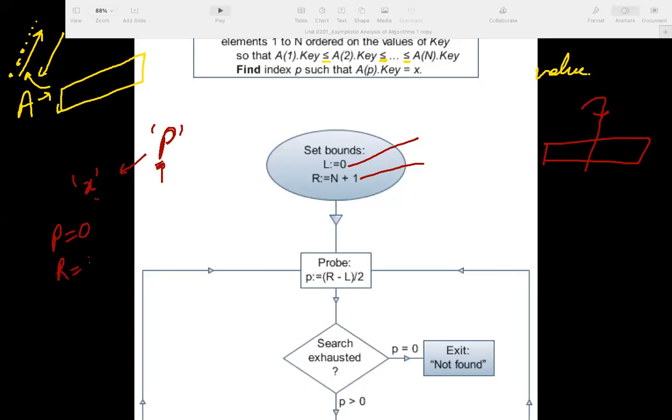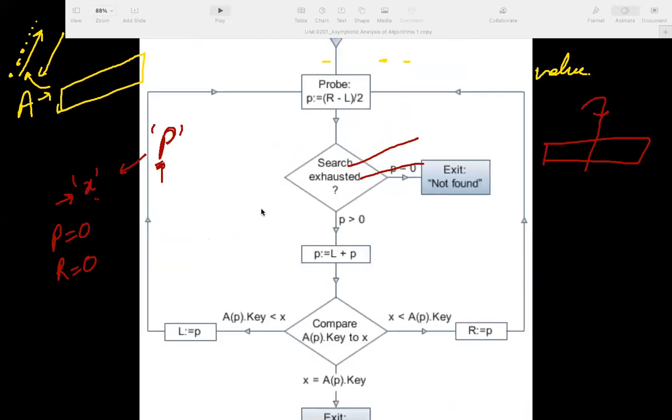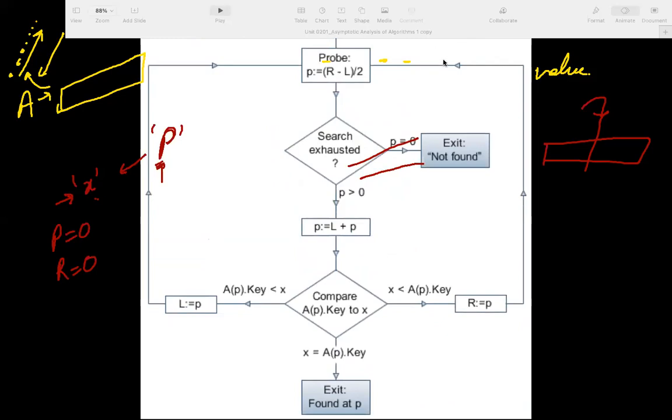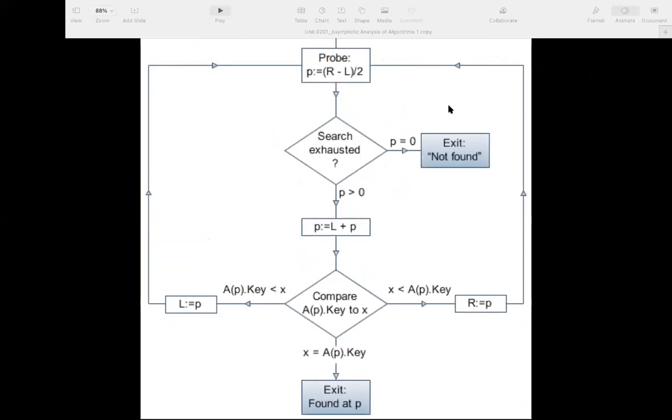If R is also equal to 0, right? So we can take a lower bound over here, and if it is equal to 0 and the value of key is not x, we will say exit and the value is not found. But if the value of P is greater than 0, then what are we going to do? We are going to take another step, and then we will try to find out where that particular key is.